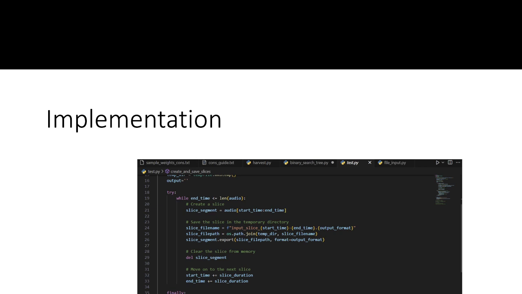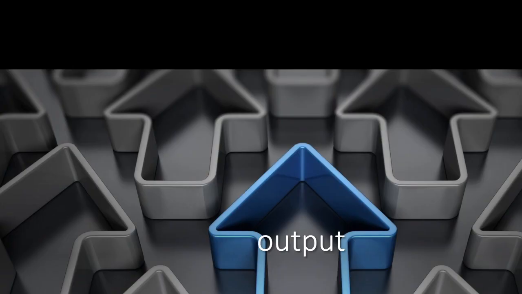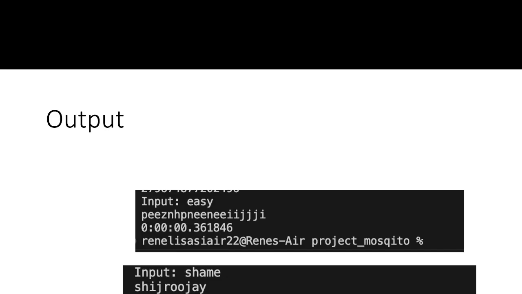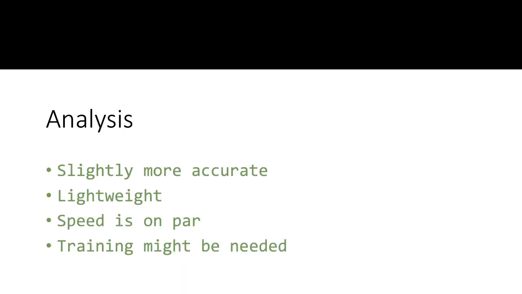And then that is our output. And then finally, we slice the word. So if you say a word like easy, then we do that. So this is my output for the word easy, and that is the output for the word shame. I didn't actually harvest the letter M just yet, so that's why it didn't show, but it's kind of close to shame, and then easy is close too. It tried. So it's slightly more accurate, lightweight, and speed is on par with CMU Sphinx.